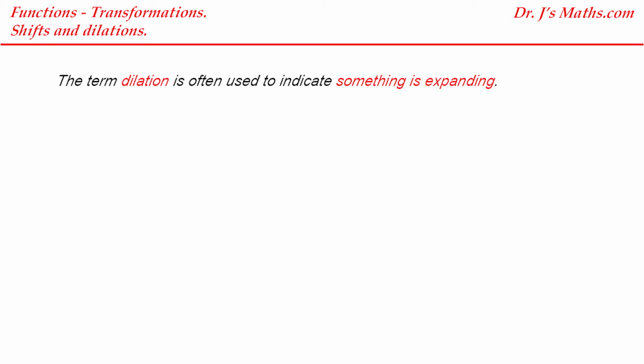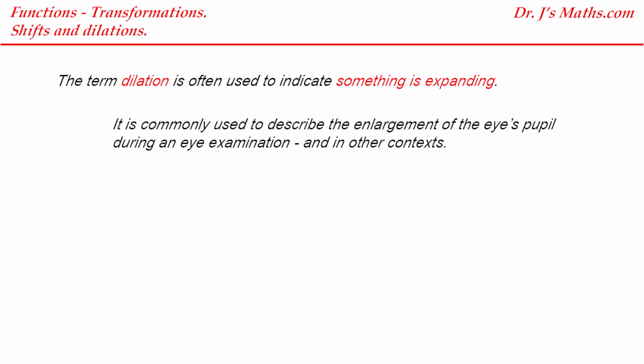For the second kind of transformation, we're talking about dilation. Now, dilation is often used to indicate that something is expanding. It is commonly used to describe the enlargement of the eye's pupil during an eye examination, where you get those drops in and then you can't see for a while. And sometimes it's used in other contexts as well.